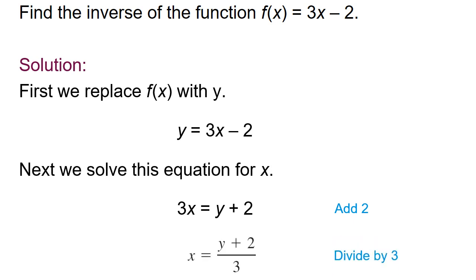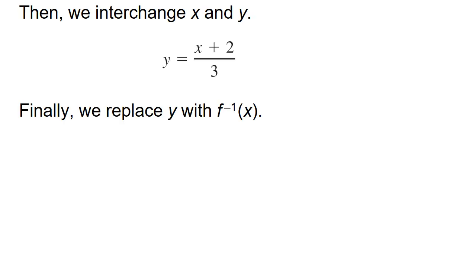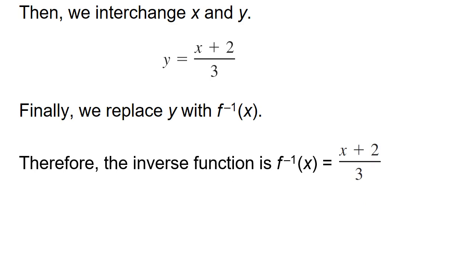Next step is to divide both sides of the equation by 3, and we get x equals (y plus 2) all divided by 3. Then we interchange x and y, and we write y equals (x plus 2) all divided by 3. And finally, we replace y with f inverse of x, and we can write the inverse function as f inverse of x equals (x plus 2) all divided by 3.